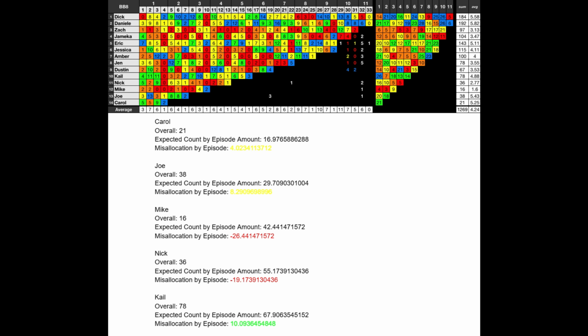Nick received 36 confessionals during his time on the season, and the expected count by episode amount for him is 55. This leads to a negative misallocation of 19, meaning that he got 19 confessionals fewer than he should have.